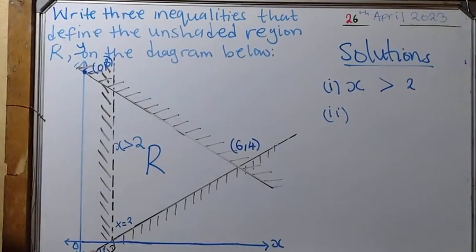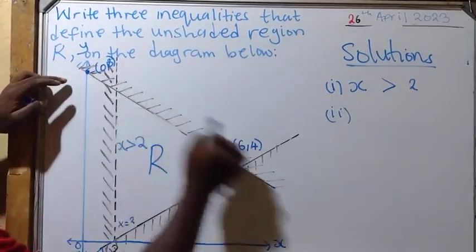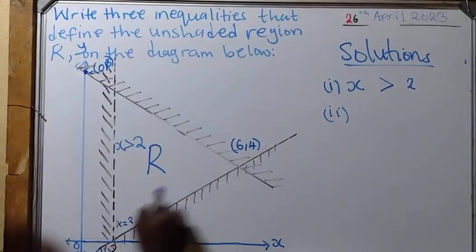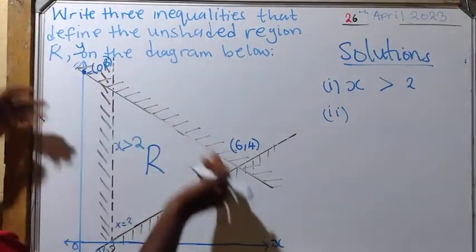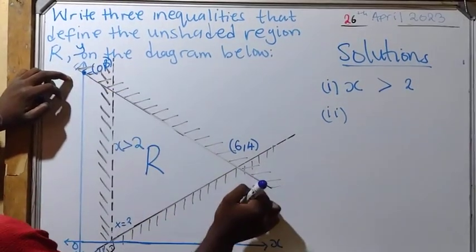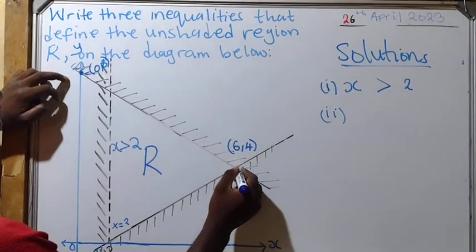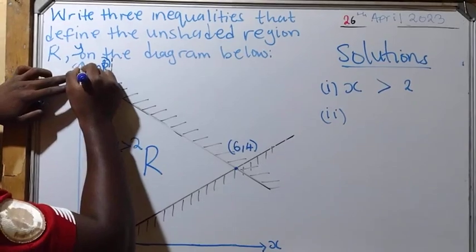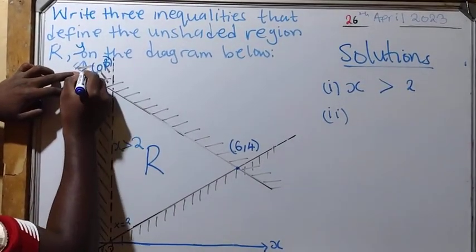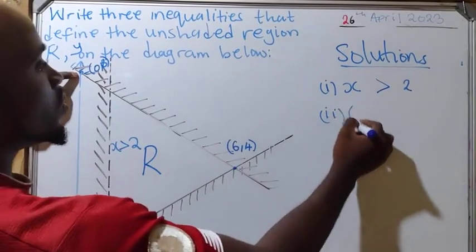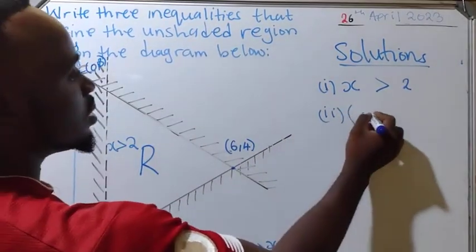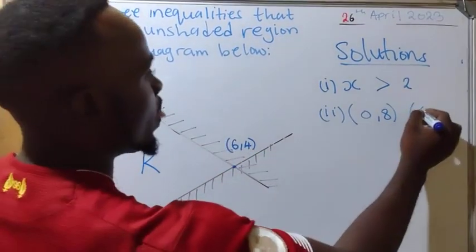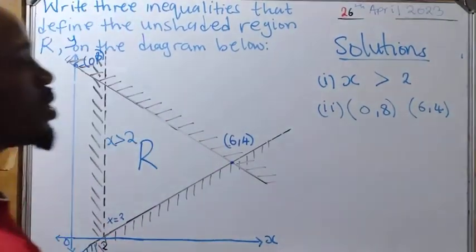For the second one, you've got this, then you have this. It's up to you which one you start with. Let's say we start with this one. Take note, you have this point where the 2 lines are intersecting, then this same line is intersecting with the y-axis on this point. So you have coordinates. The first coordinate is 0,8. Then the second one is 6,4. So you pick those coordinates.